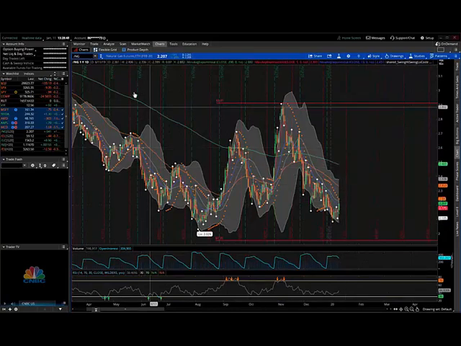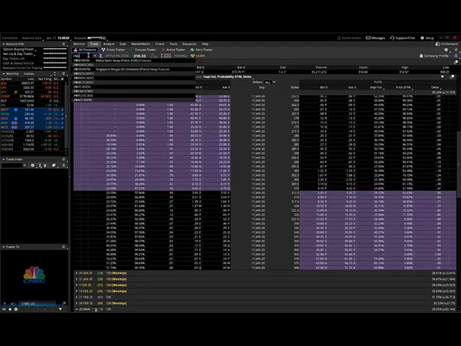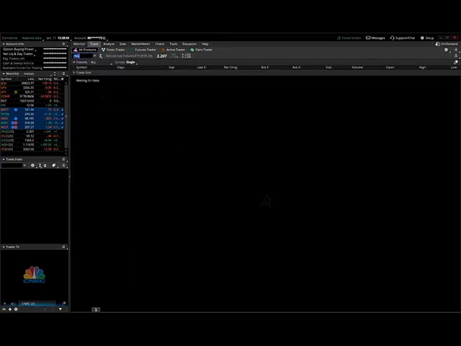So let's go look at what it would take to trade natural gas. And let's look at it first from the standard way of trading it.